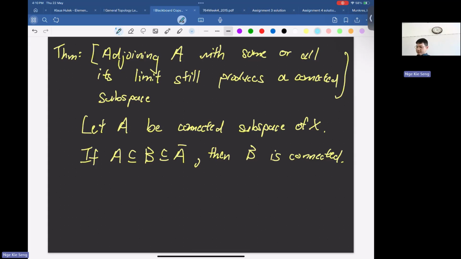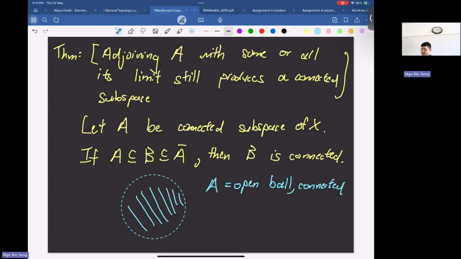This theorem actually is quite convenient. For example, let's say you take an open ball, which is connected. So what is A bar here? Let's test that. What is the A bar of this? Ask Ivan. Ivan, what is A bar here? What's the closure of A in this case? Union with what?